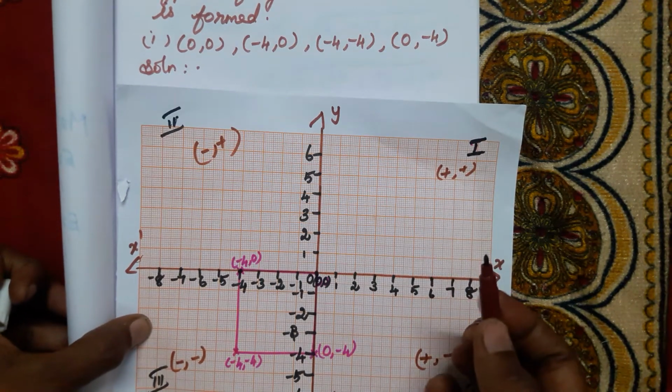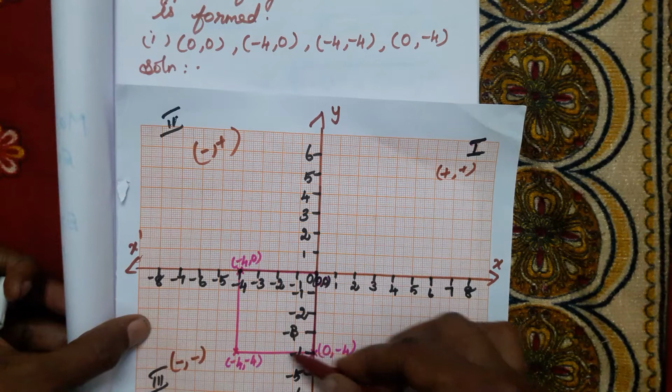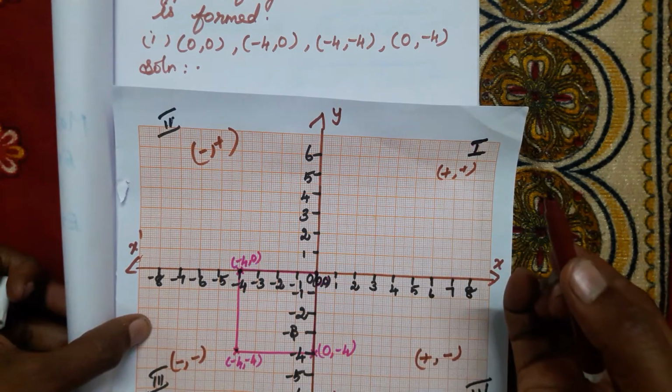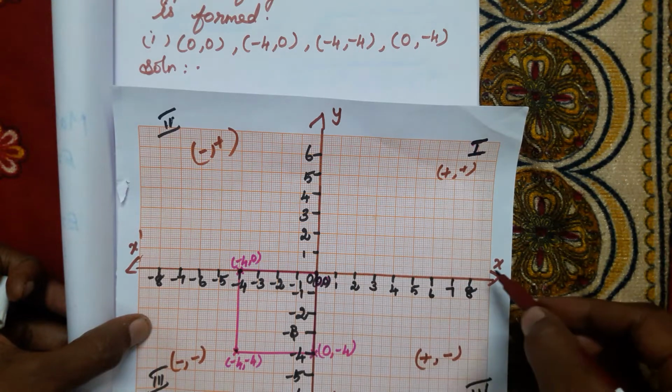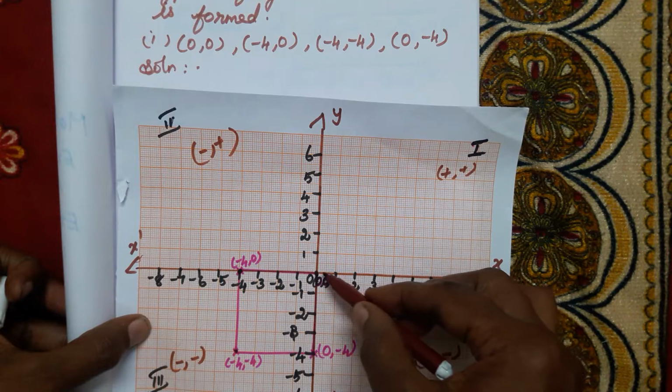Next (-4, -4). X axis minus 4, y axis also minus 4. This is (-4, -4). Next (0, -4). X axis 0, y axis minus 4. This is (0, -4).